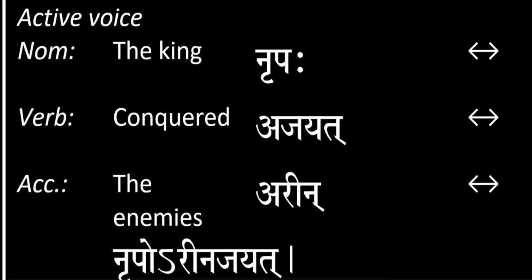Next, conquered. So conquered is ajayat. The king conquered the enemies. So who conquered? The king did. So that's why the word conquered is agreeing with the word the king. So the king is singular. If the king is the one doing the conquering, that's why the root word ji is going to be in the imperfect, because it's conquered with an ed. Imperfect, third person, singular. It's third person singular because of the king.